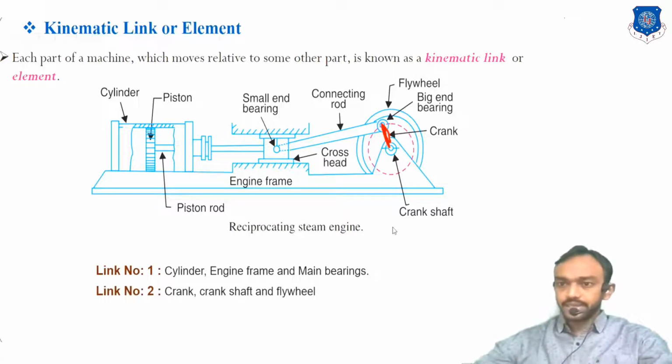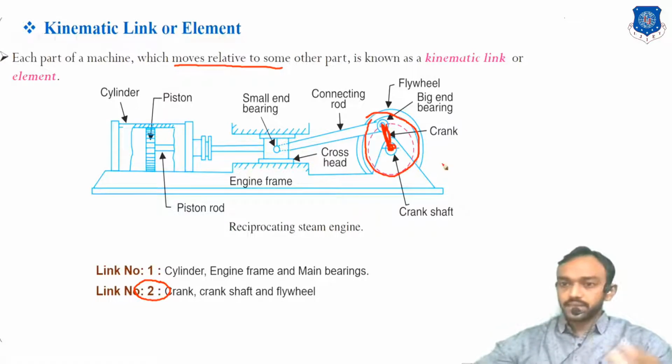Okay, crank, crankshaft, and flywheel. Why are these three elements considered as link number two? What I have said earlier, always remember, is that it is relative to some other part. This crank, this crankshaft, and this flywheel.